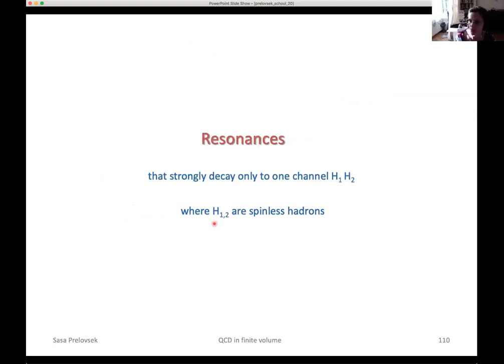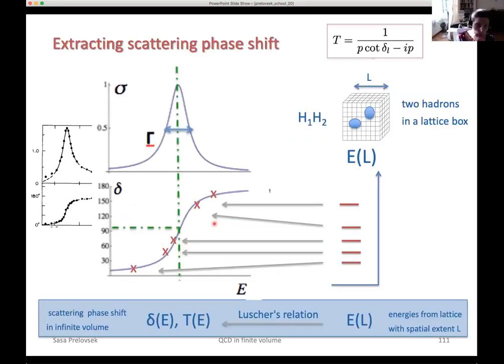This is the standard thing in this business. How do we extract the resonance mass and the width? So we need to determine discrete eigenenergies on the lattice. We put two hadrons in a box, determine discrete eigenenergies, and from each energy we can determine the phase shift at that energy, and hopefully then the phase shift for various energies will have the shape and we'll be able to determine the mass and the width.